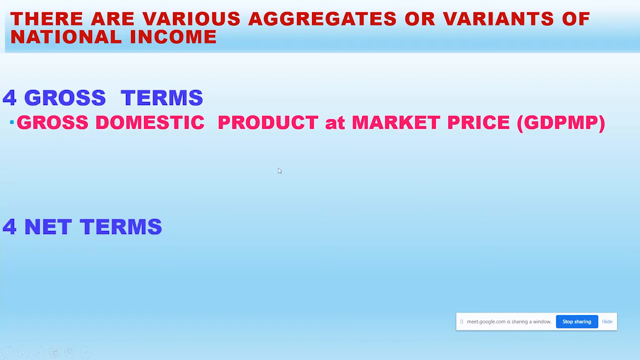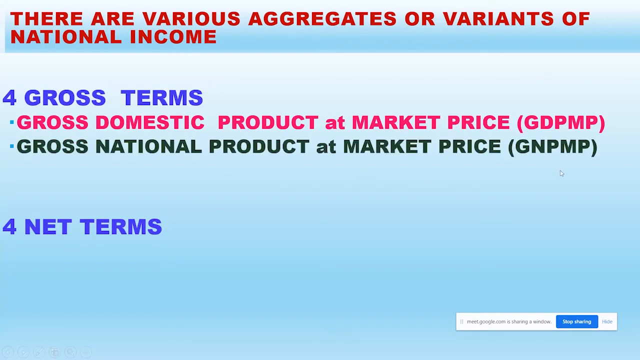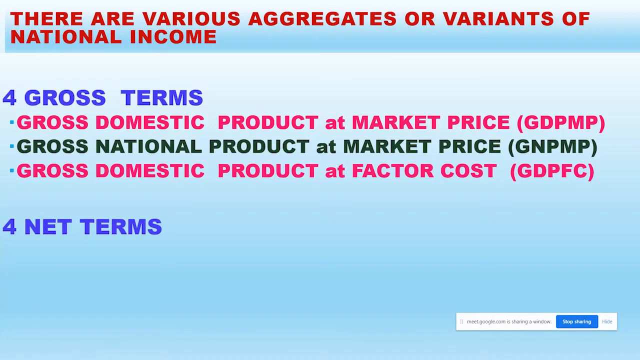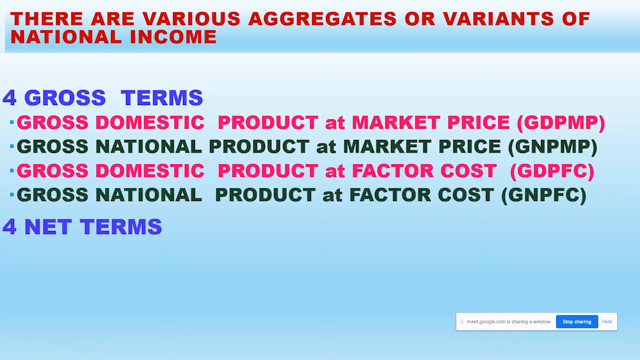Next is gross national product at market price or GNP MP. So here we will include NFIA. So depreciation is included, NFIA is included, and also the NIT is included in gross national product at market price. Then next one is gross domestic product at factor cost. So factor cost means we exclude NIT, right? Net indirect taxes we are not taking into consideration. Then fourth one is gross national product at factor cost. Here also NFIA is included, depreciation is included, but net indirect taxes are excluded. That is why it is expressed in factor cost term.